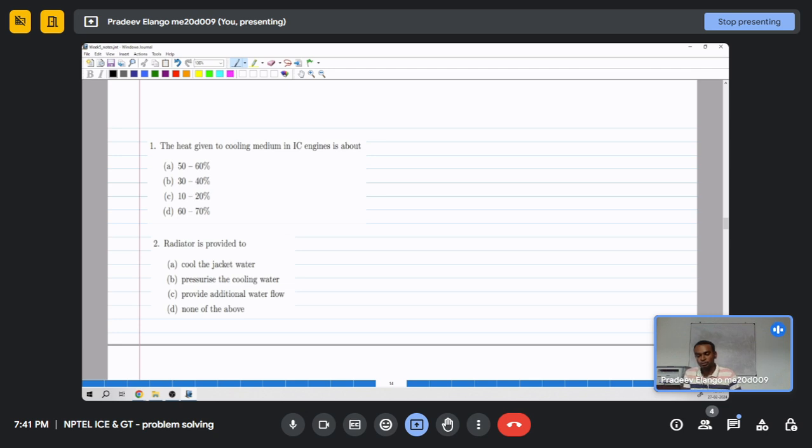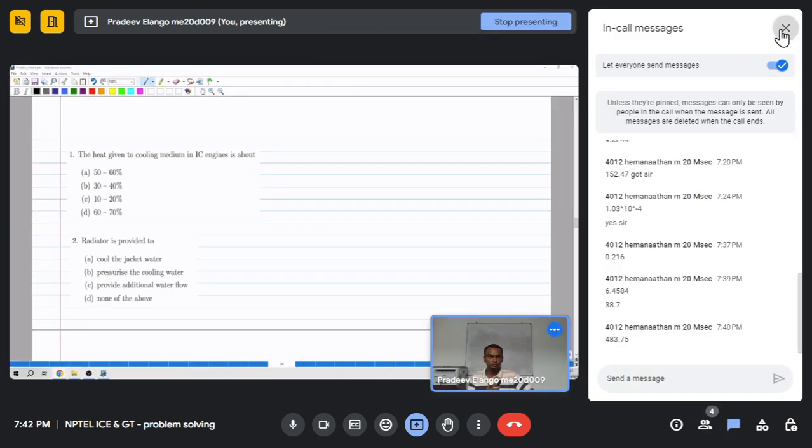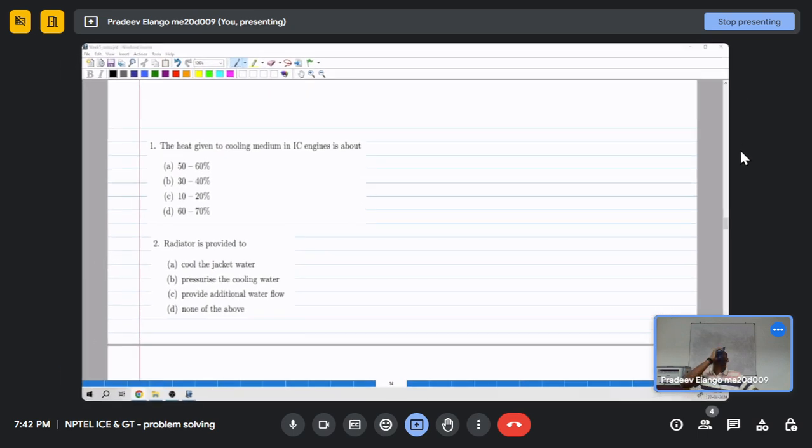The heat given to cooling medium in an IC engine is about 50 to 60%, 30 to 40%, 10 to 20%, 60 to 70%. 50 to 60%. This is 30 to 40%.